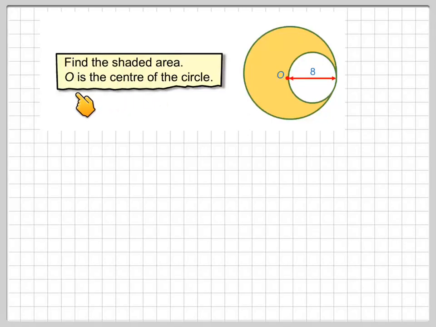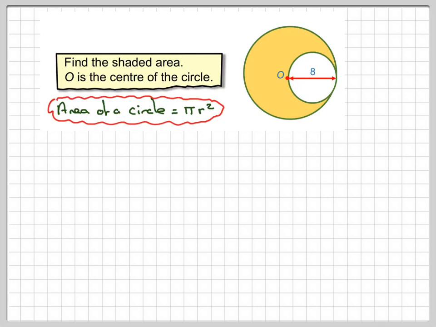Find the shaded area. O is the centre of the circle. So what we've got here is a circle and another circle which has the diameter the same width as the radius of the larger circle. So the area of a circle is pi r squared.